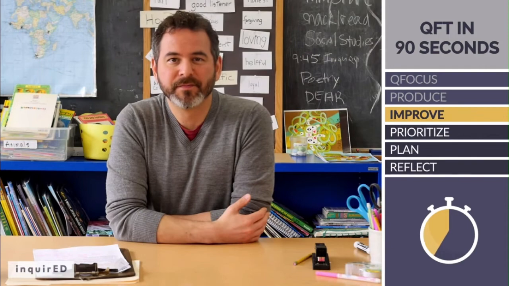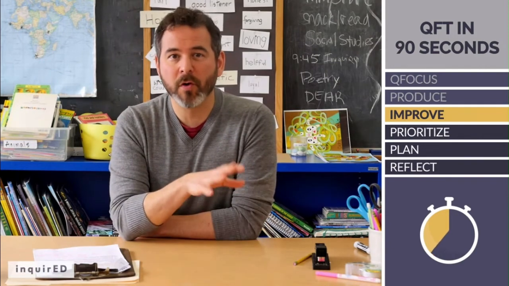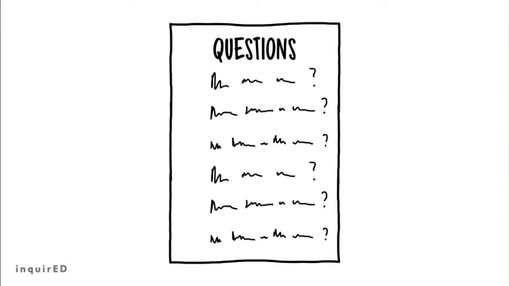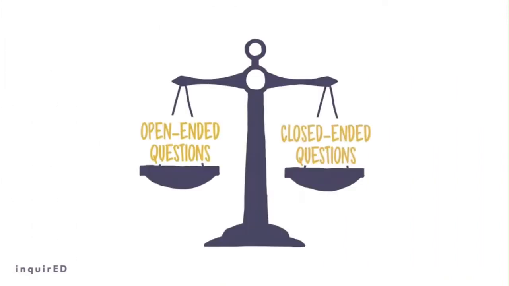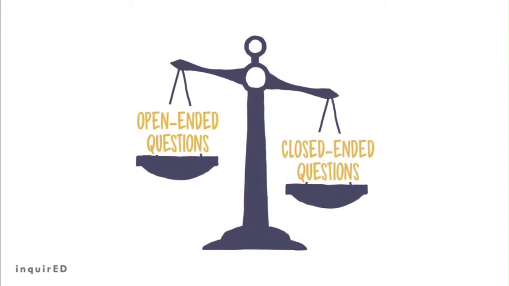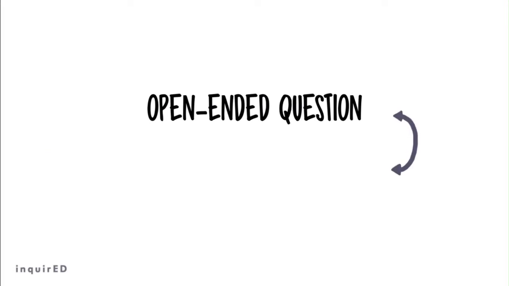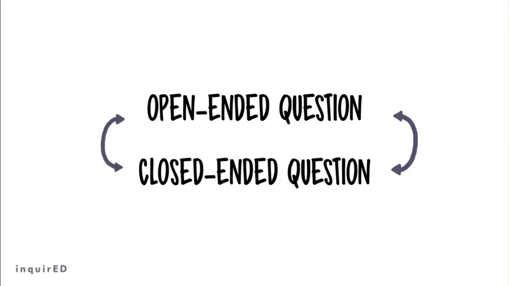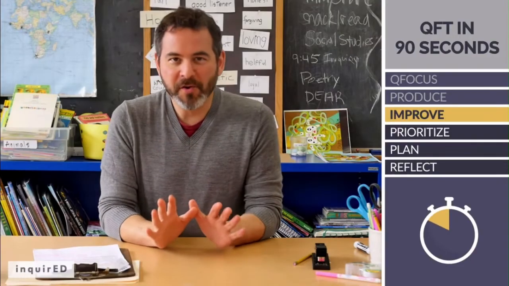Once you're done, it's time to improve your questions. Set your timer for another 4 to 5 minutes, then categorize questions into open and closed, labeling each with a C or an O. Next, discuss the advantages and disadvantages of both types of questions. Finally, change one open question to closed, and vice versa.